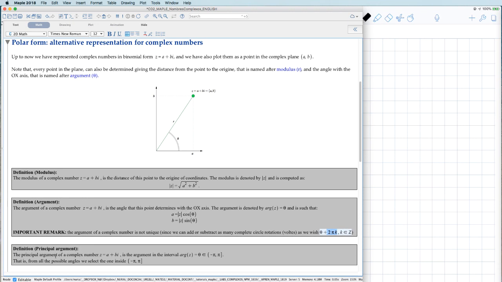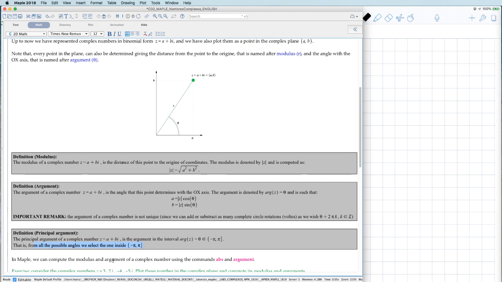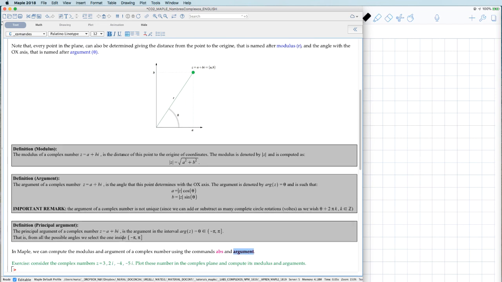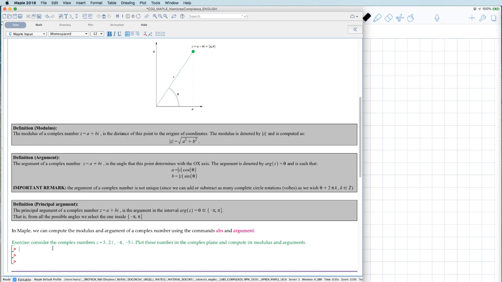In order to have a unique argument, we define the principal argument. What is the principal argument of a complex number? The principal argument is the argument that belongs to the interval minus pi open, pi closed. That is, from all the possible angles, we select the one inside this interval. In Maple, we can compute the modulus and argument of a complex number using the abs command and the argument command. So let's do this first exercise.